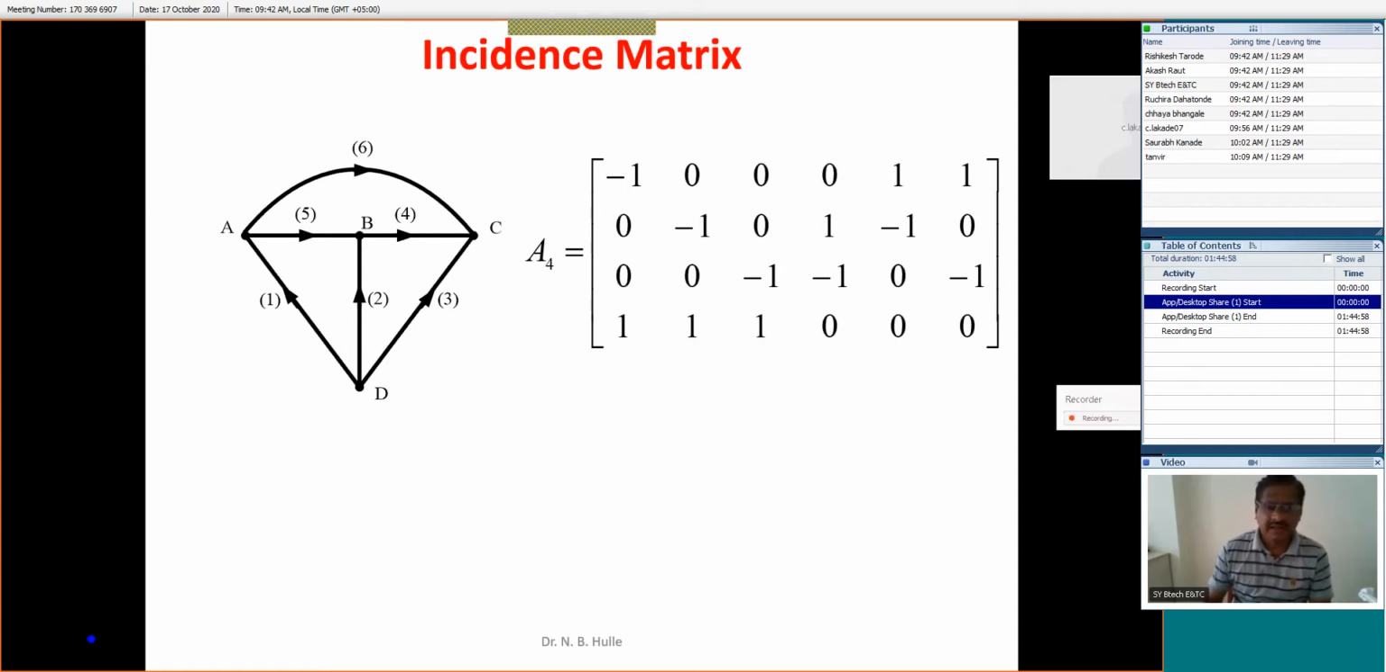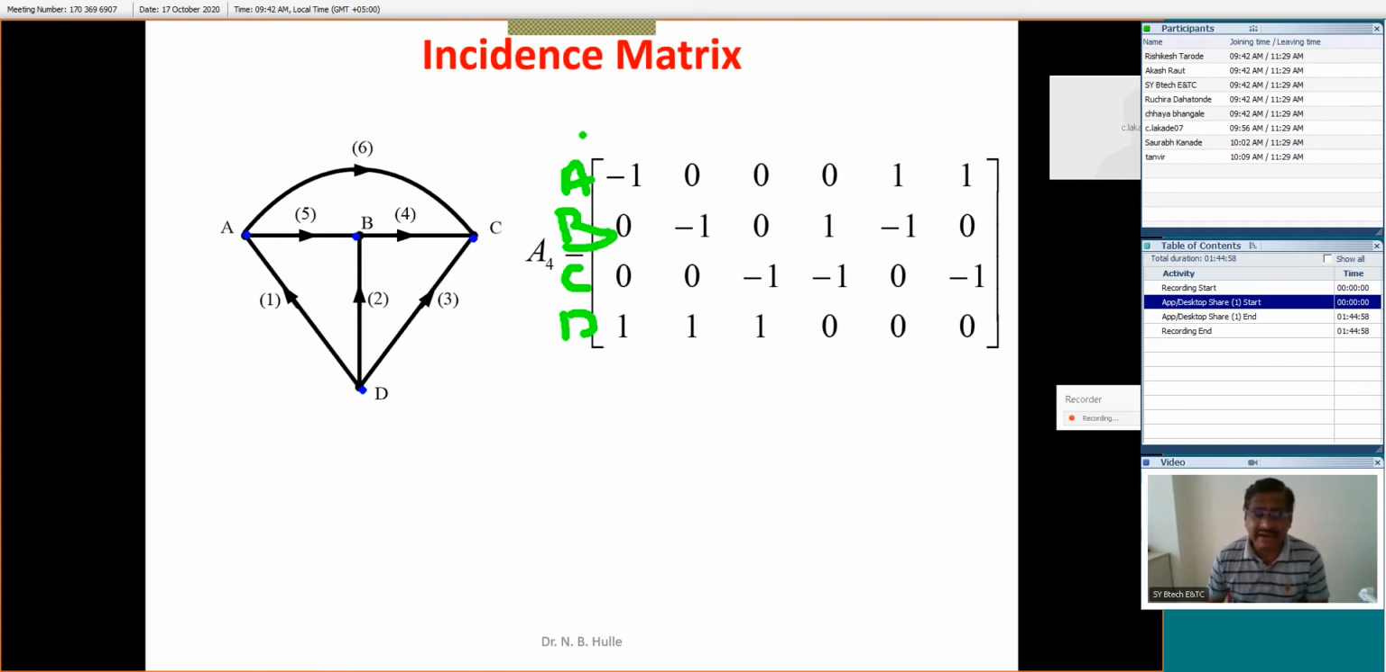Now, how many nodes do we have for this figure? This is node number 1, this is node number 2, this is node number 3, and this is node number 4. We have 4 nodes. So in this case also, we should have four rows, because we have 4 nodes. This may be the row related to node A, the second row related to node B, this is related to node C, and this is related to node D. This is row number 1, row number 2, row number 3, row number 4.